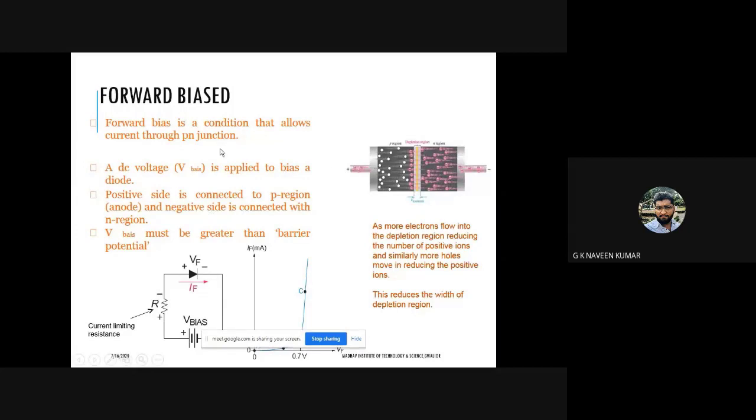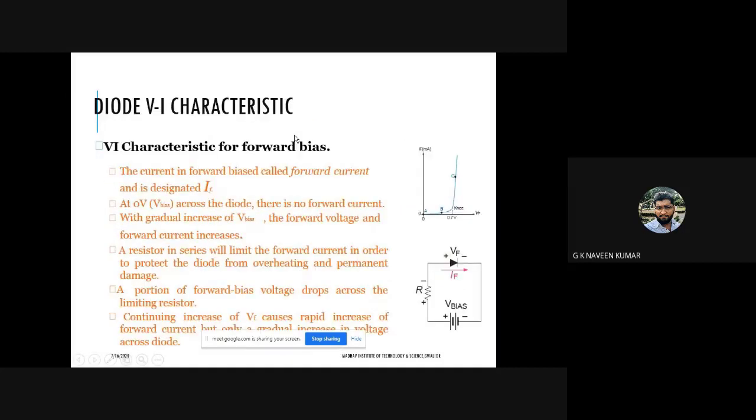This is how the forward bias condition works in the diode. I hope you have a rough idea about this from basic electronics itself. Just repeating the same thing.